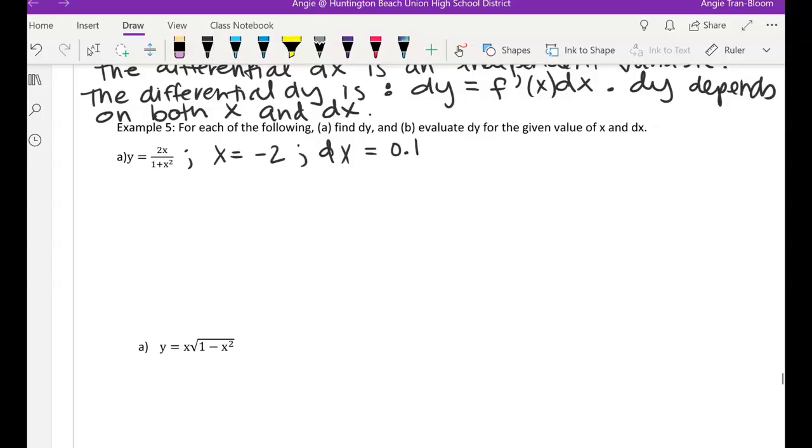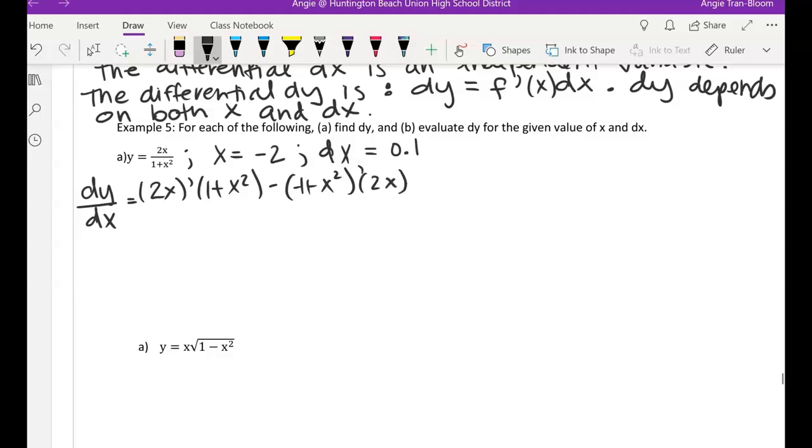So let's find dy. Well, we do it normally. We already know how to find the derivative, dy over dx. So dy over dx is, let's use the quotient rule. That means u prime times v minus v prime times u all over 1 plus x squared. With that said, we are going to have 2 times 1 plus x squared minus, what did I write right there? This is supposed to be 1 plus.